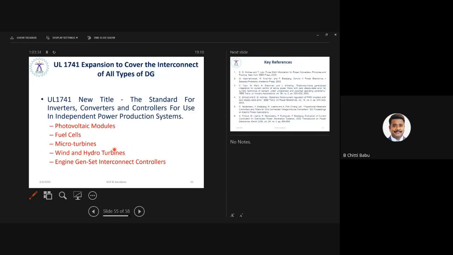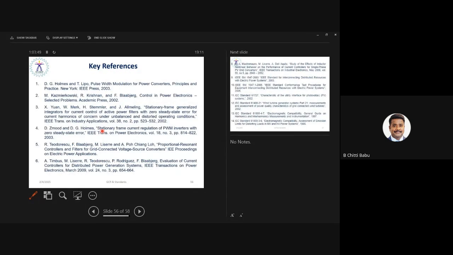Right, and this is UL 1741 expansion to cover all interconnection of DGs, that, of course, includes different energy sources like photovoltaic, fuel cell, micro turbine, wind and hydro, and sometimes DG sets as well. Right. So these are all the key references in drafting this particular presentation on the grid connection requirements of solar photovoltaic and the standards for solar photovoltaic power systems.